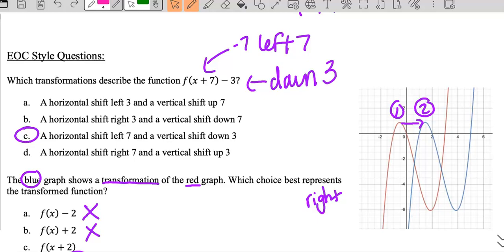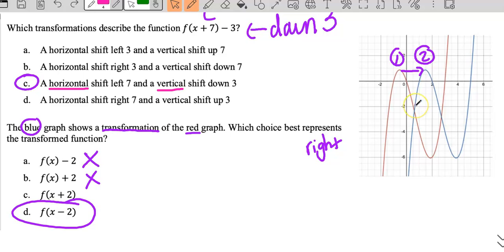All right, answers. So on the next one, we got an EOC style question. Describe the transformations of the following function. So I've got f of x plus 7 inside, and then a -3 on the outside. Again, on the inside of the function, that is shifting it left or right. It's the opposite of what you would think. So if it's a +7, it's actually a -7, which is moving it to the left 7. And then this negative on the outside is going to move it down. And so again, left is going to be a horizontal shift. So horizontal meaning left and right. And then vertical meaning up and down. So the correct answer was C.